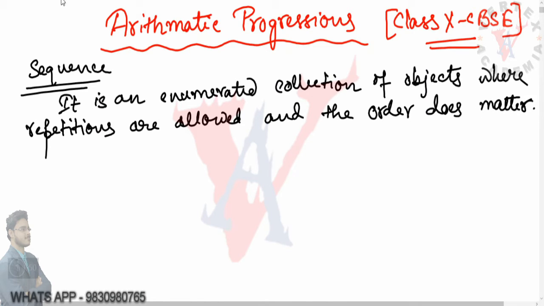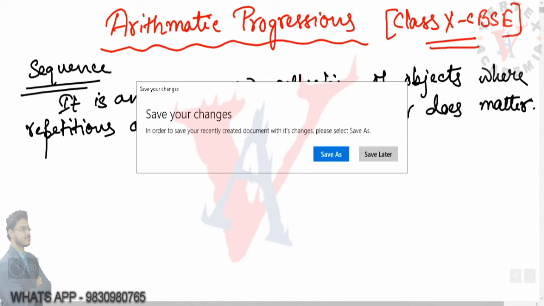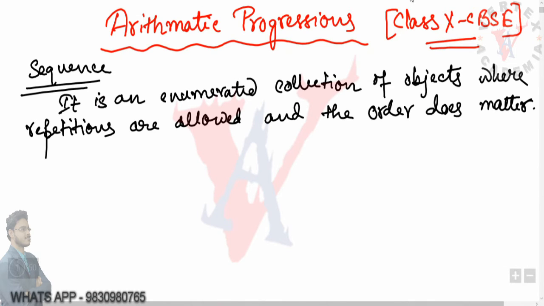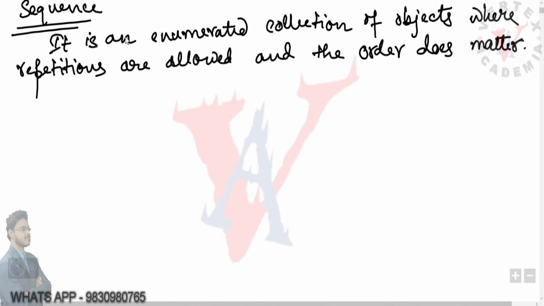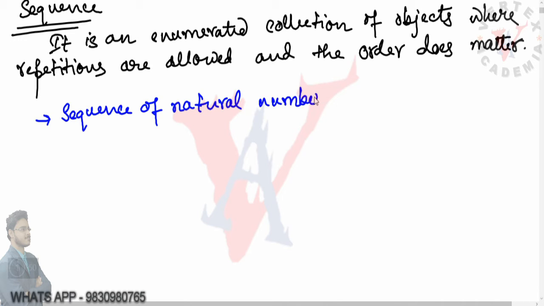So what do I mean by this? Let us take examples. For example, a sequence of natural numbers. So what is the sequence of natural numbers? It is 1, 2, 3, 4, and this goes up to infinity.